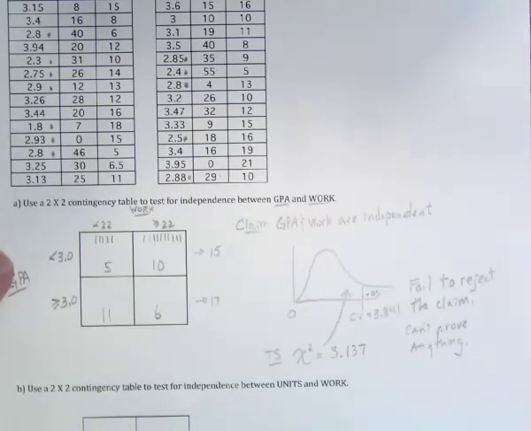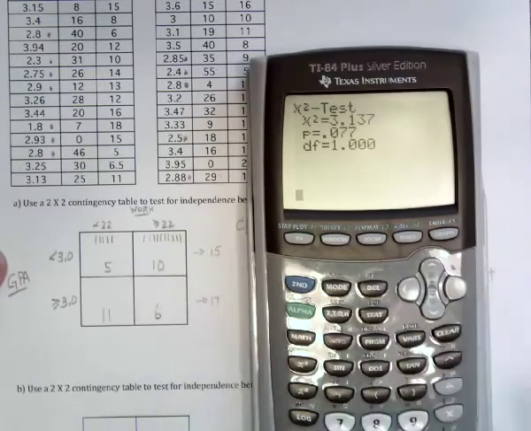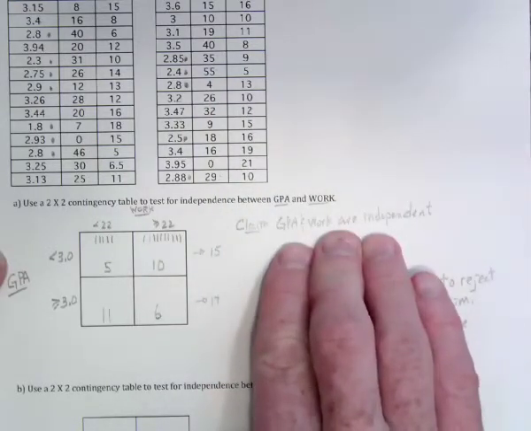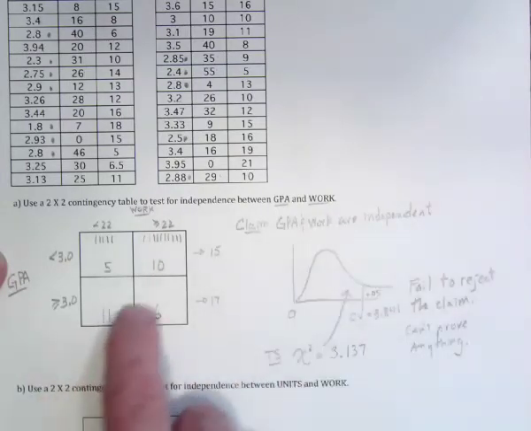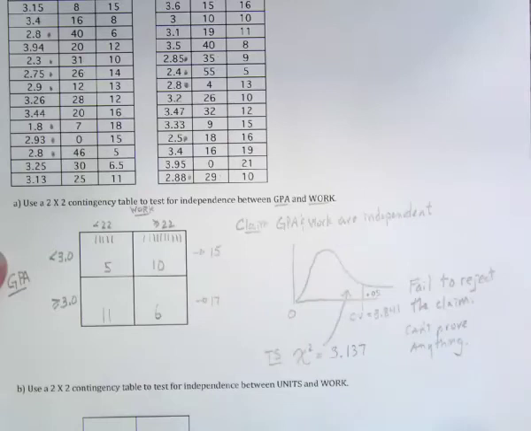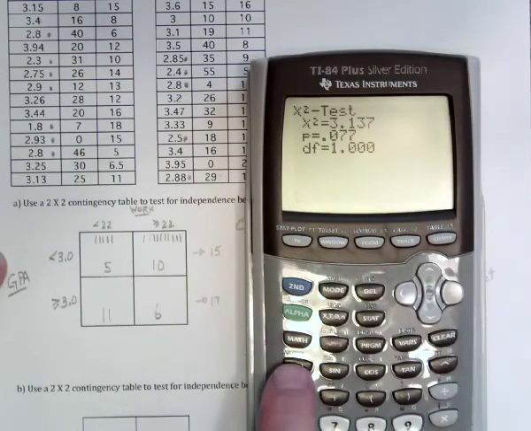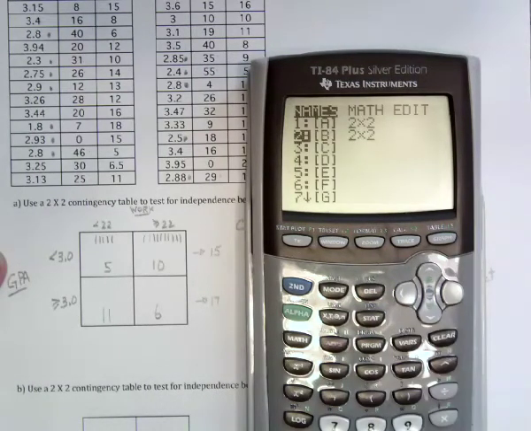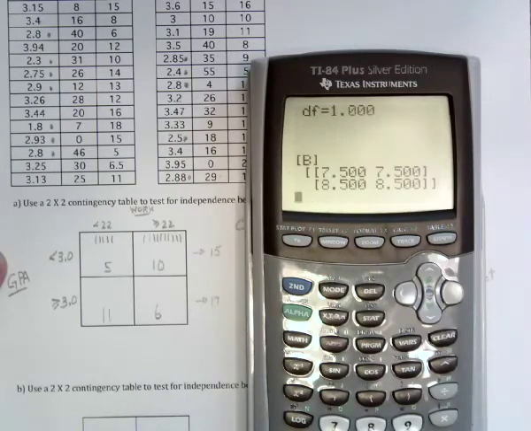All right, now for the last part, which is required, and that is you go and take a look at the matrix B where the expected values are. The idea of the expected values are, if this is true, that GPA and work have nothing to do with each other, then what we would expect is the numbers to look like matrix B. So just go to the matrix part again, second matrix, move down to matrix B and hit enter. Once it's on the screen, hit enter.